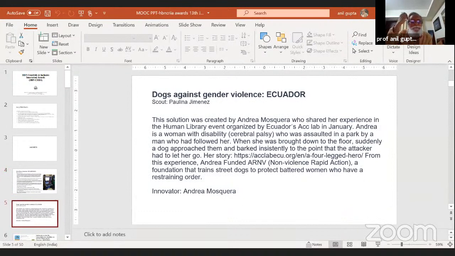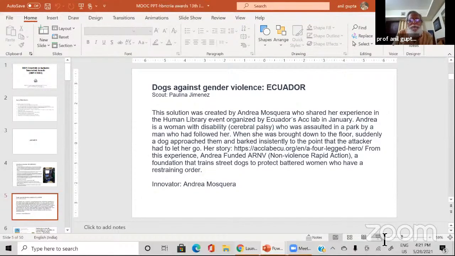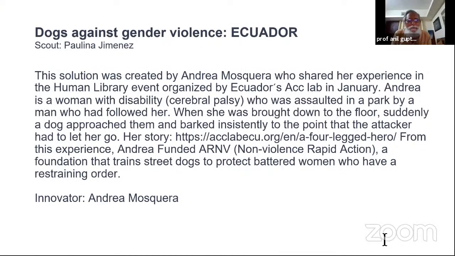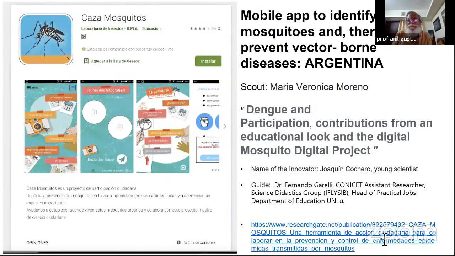Here, what they did, they trained women. Women safety was an issue. So there in Ecuador, Andrea and a colleague along with him, who was the dog trainer, they trained street dogs so that if a woman is attacked, the dogs will make the life of that person difficult. It's a very interesting solution.